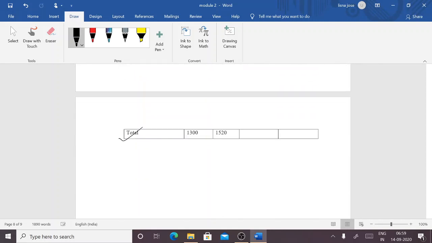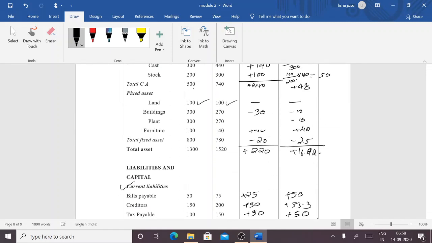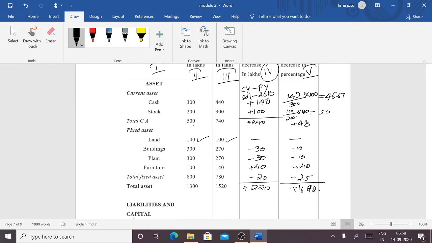22.5. And finally we need to add all these things, that means plus 220, and the percentage for the same is 16.92. So this is how we need to do the calculations. It is very simple. You just need to subtract the previous year from the current year and check whether it is increased or decreased. If it is increased, you mention it on the plus side. If it is decreased, you mention that on the minus side. And then you need to calculate the percentage for that increase or decrease.